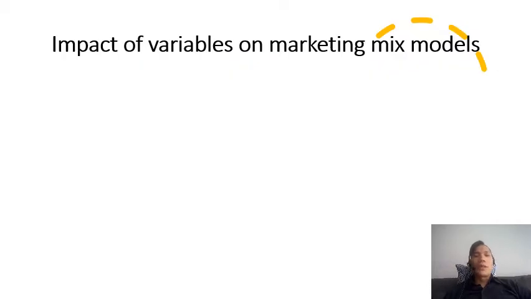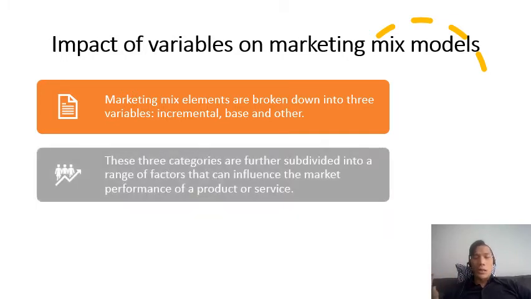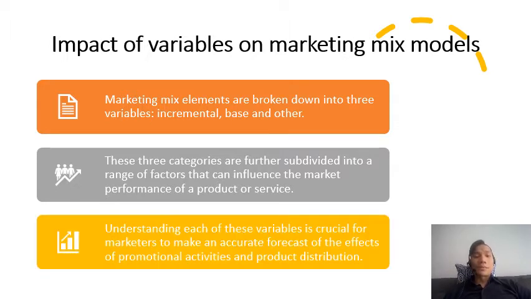So what are some of the important variables in marketing mix models? Firstly, the marketing mix elements are broken down into three very basic variables, which are the base, the incremental, and other variables as well. Now, these three categories will further be subdivided into a range of factors that can influence the market performance of a product or service. By understanding each of these variables, it is crucial for marketers to make an accurate forecast of the effects of the promotional activities and the product distribution.